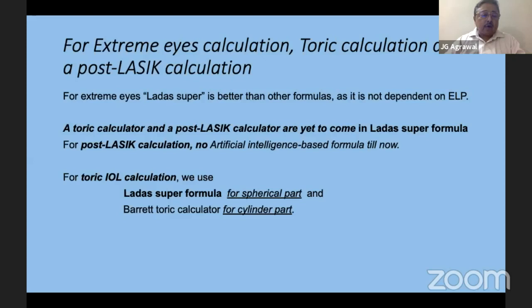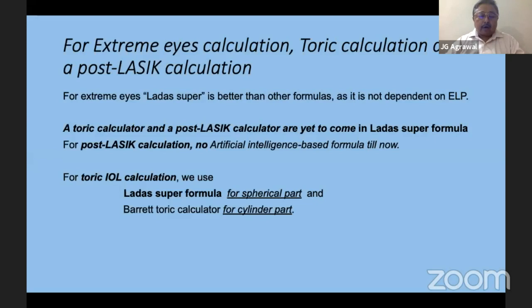The toric calculator and the post-LASIK calculator are yet to come in the LADAS Super formula. For post-LASIK calculation, there is no artificial intelligence-based formula till now. For toric IOL calculation, we use the LADAS Super formula for the spherical part and the Barrett Toric calculator for the cylinder part. Though the Barrett Toric calculator also covers both spherical and cylinder parts, it depends upon the effective lens position whereas the LADAS Super formula does not. So it is better to use the combination of the LADAS Super formula for the spherical part and the Barrett Toric calculator for the cylinder part.